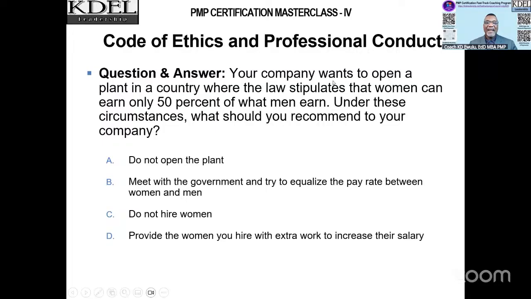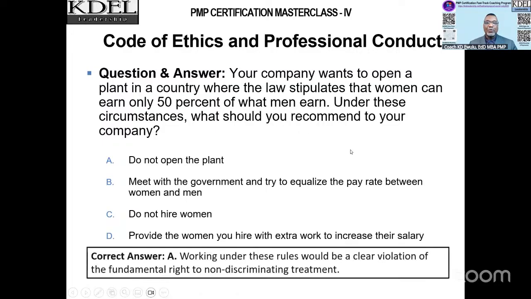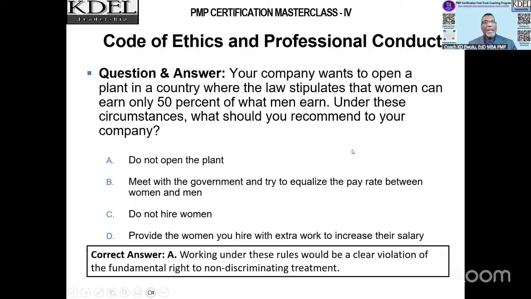The answer there is A, do not open the plant. Working under these rules will be a clear violation of the fundamental right to non-discriminatory treatment. Bear that in mind. These are just two samples to let you know that ethics talks about what is right, what is fair. And once you bear that in mind, you'll be able to discern the right thing to do in an exam and answer those questions correctly.